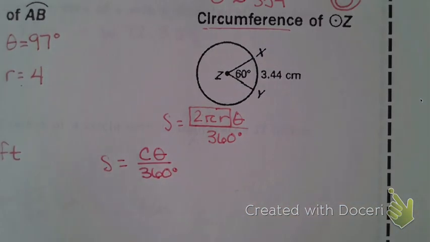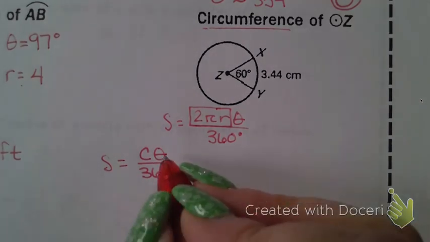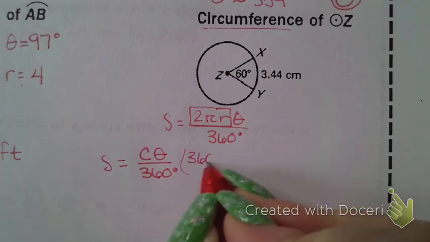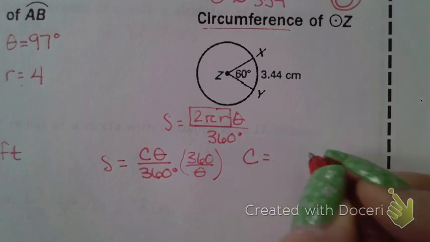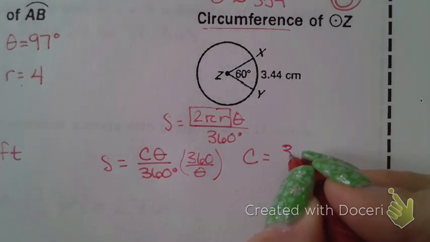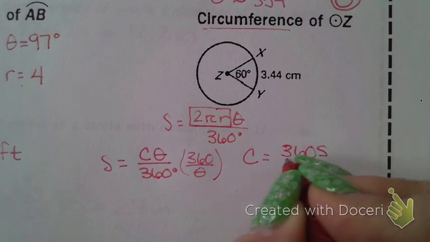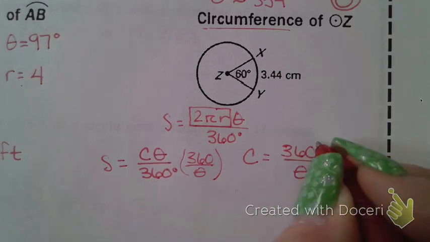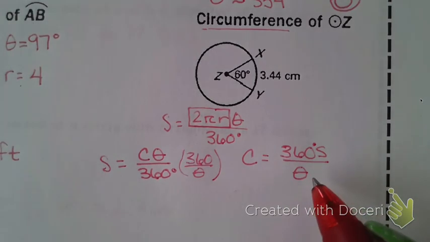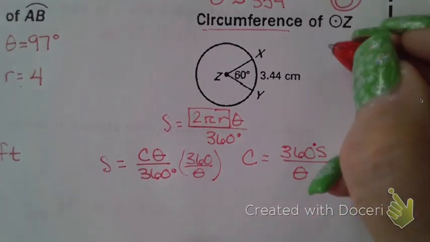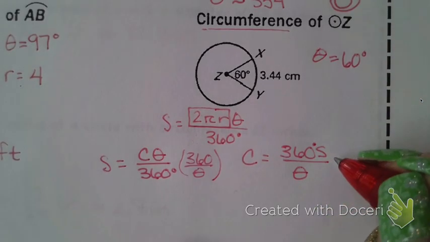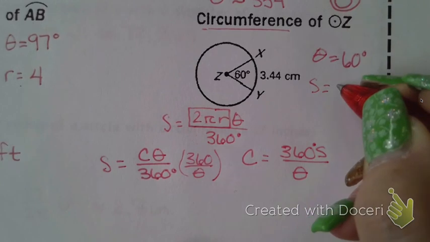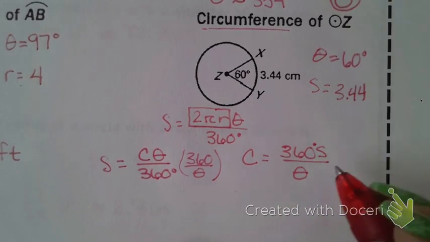So how would I just have C then? Multiply by the reciprocal. I'd have to multiply by 360 over theta. So C is going to equal 360 times S over theta. Do we have theta? Yes. What is it? 60. Do I have S? Yes. What is S? 3.44. So can I just plug it in and find it?